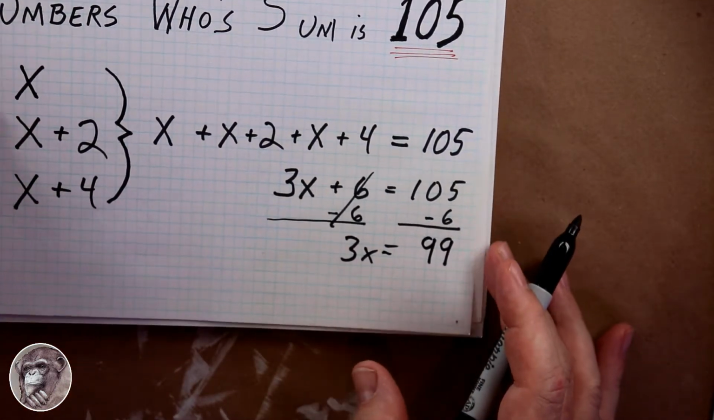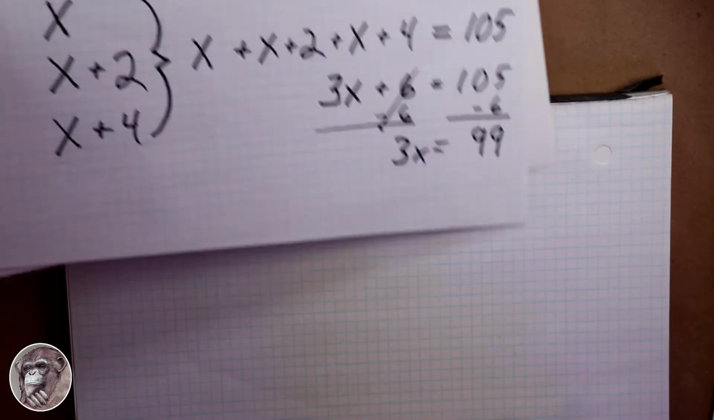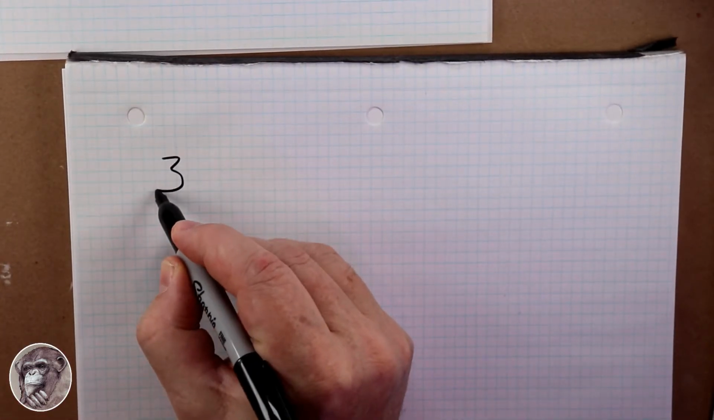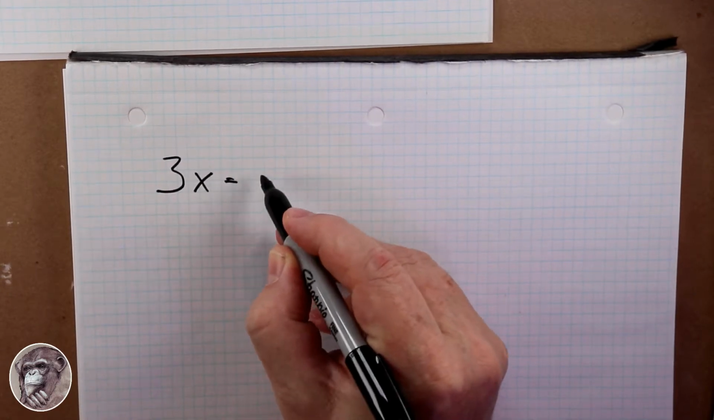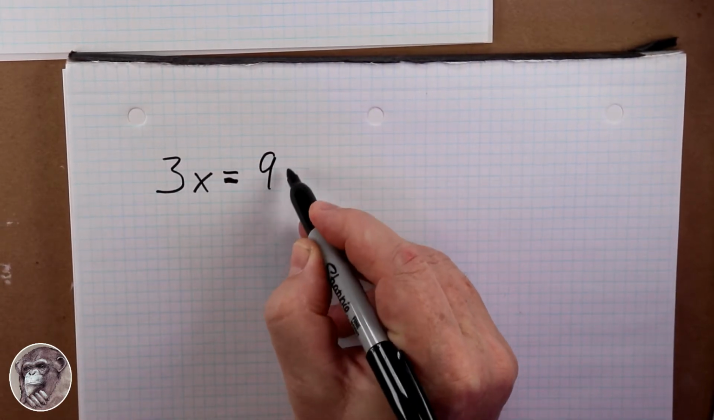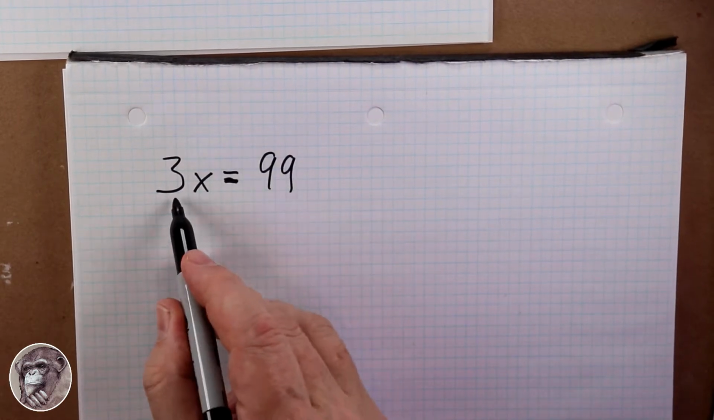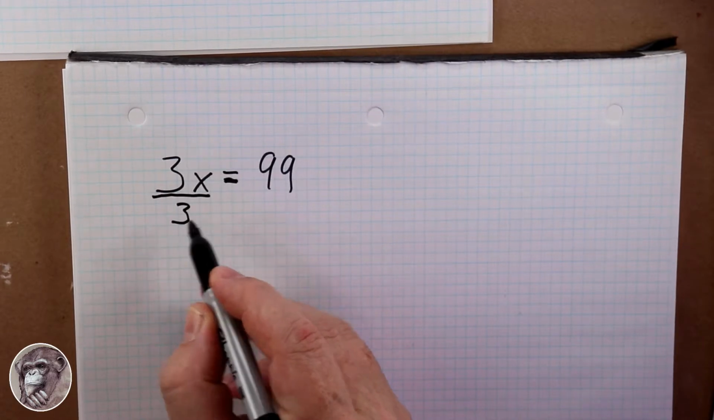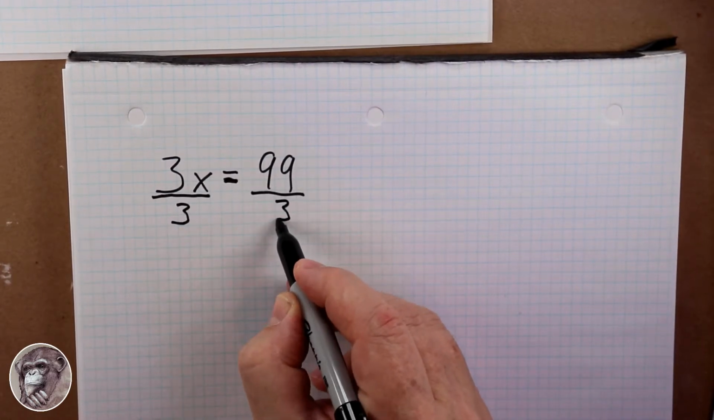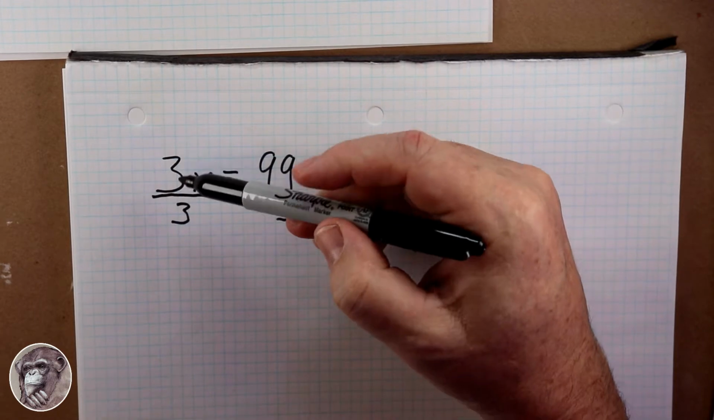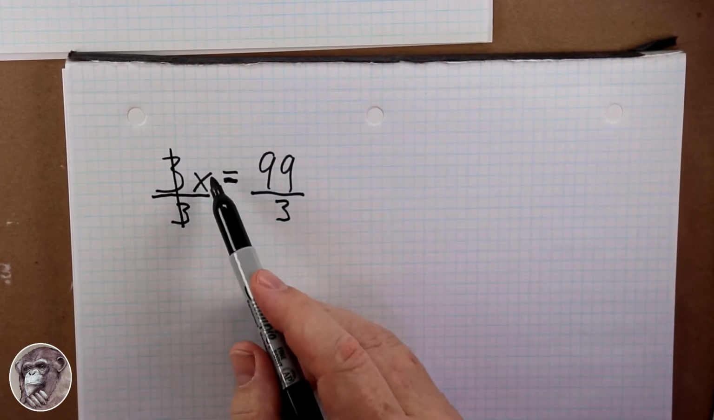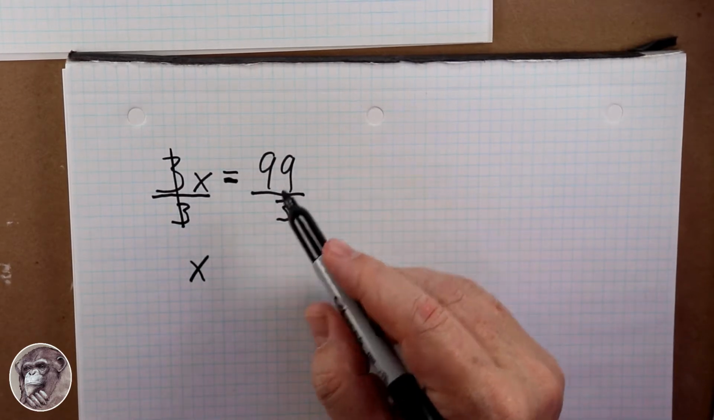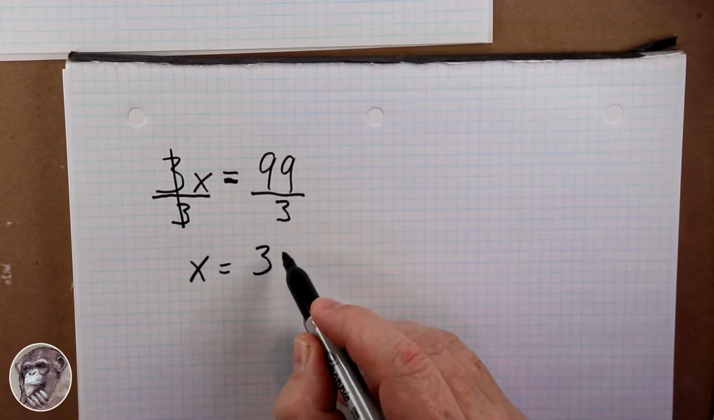I'm going to switch over to another larger sheet of paper. So we have 3x equals 99. I want to divide both sides by 3 to get this x by itself. So I'm going to divide this by 3, and then I'm going to divide this by 3. So 3 over 3 equals 1, so I'm going to reduce that down. So now we just have an x by itself. And 99 divided by 3 equals 33.